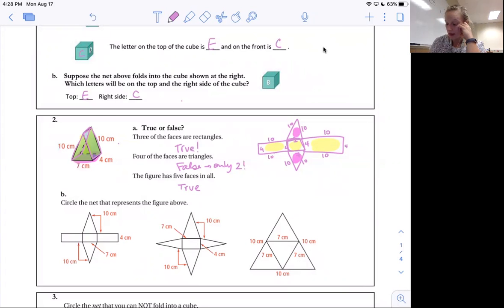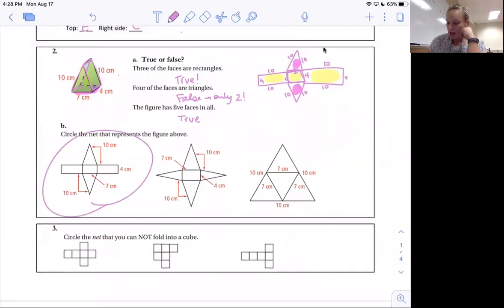Part B says circle the net that represents the figure above. This one matches exactly what we've got. It's got 1, 2, 3 rectangles and 1, 2 triangles. And so as soon as I saw that, I know that those are not my options.